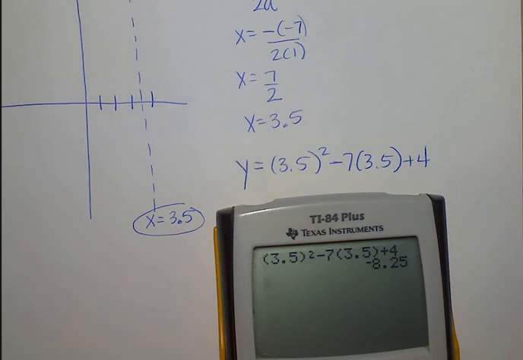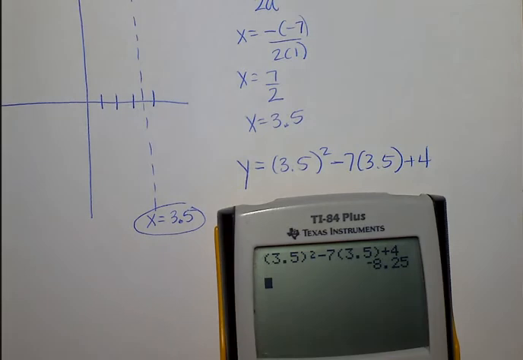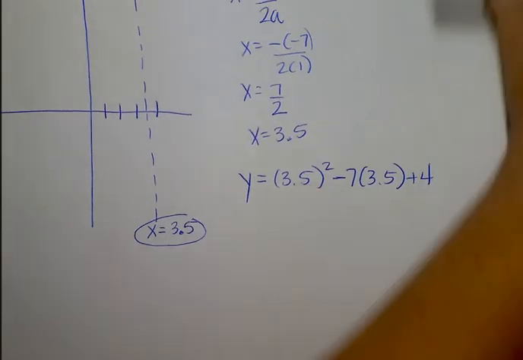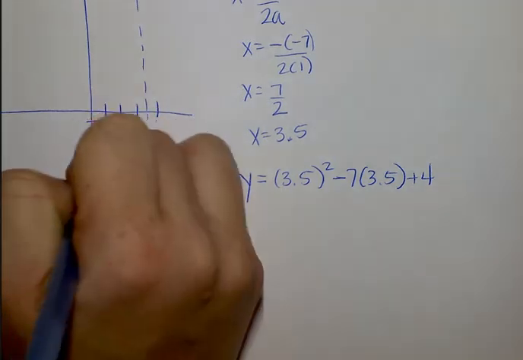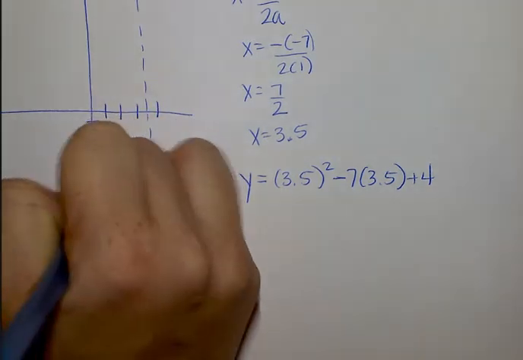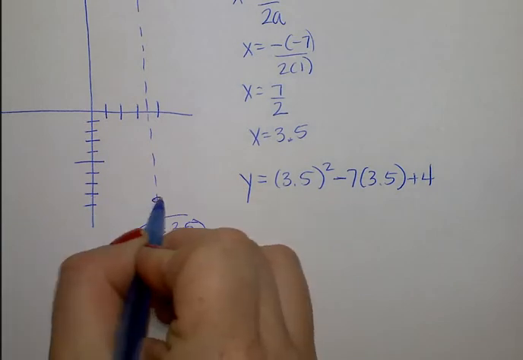Negative 8.25 is the number I achieved. So 1, 2, 3, 4, 5, 6, 7, 8. So 8.25, here's the approximation.